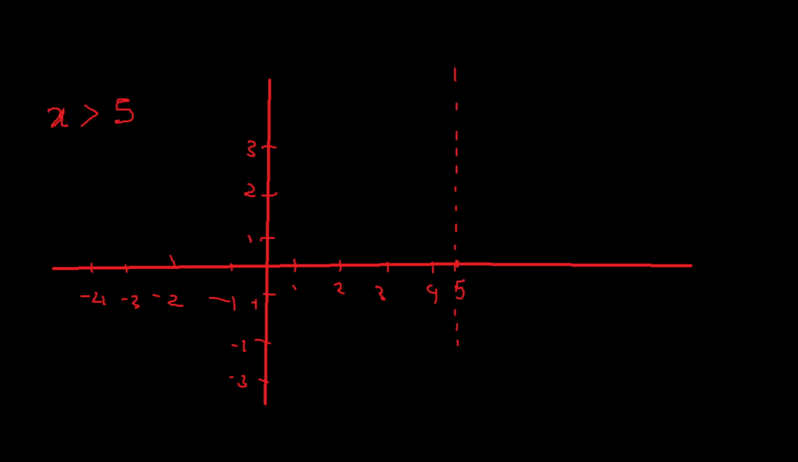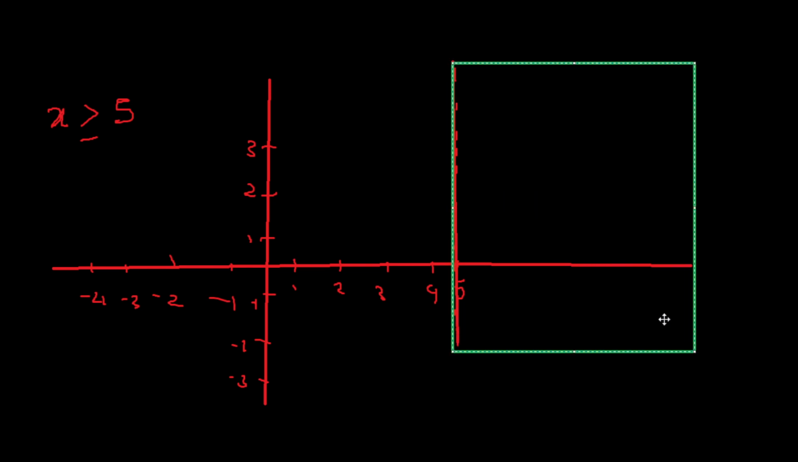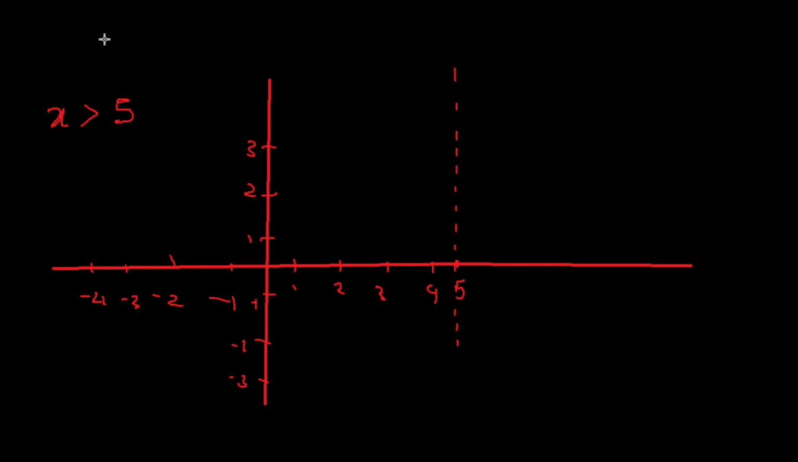But if it were a sign like x is greater than or equal to 5, then we know this would be a straight line. And the area would be the same. So this part goes on. Now let's basically do the y graphs.